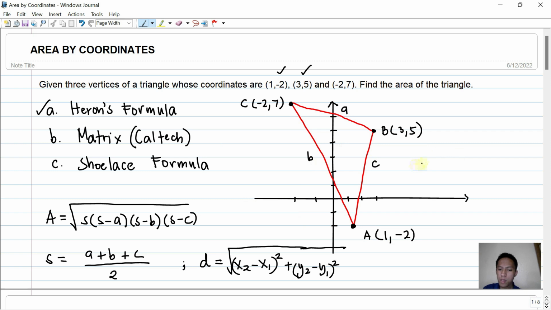So for a, hanapin natin muna guys yung mga distance or lengths of sides. So for a, that is actually the distance between points B and C. So let's say that this is the x sub 2. So that is the square root of, so x sub 2 is negative 2.